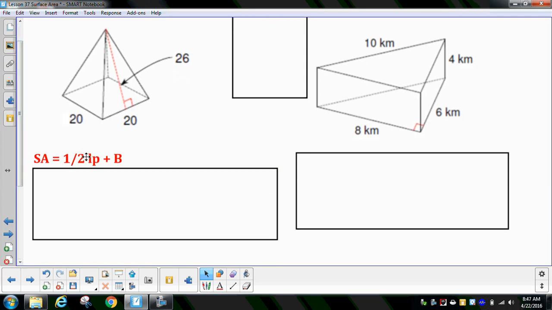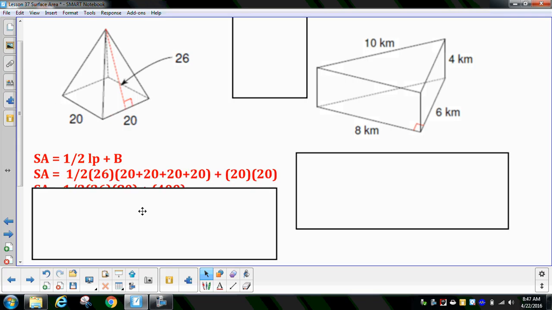So we need the slant height. That's given to us right here along the outside, 26. P is the perimeter of the base, which is the square. So all four of these sides are 20. So I'll add 20 plus 20 plus 20 plus 20. And then B is the area of the base, which is just 20 times 20. So I've shown that here.